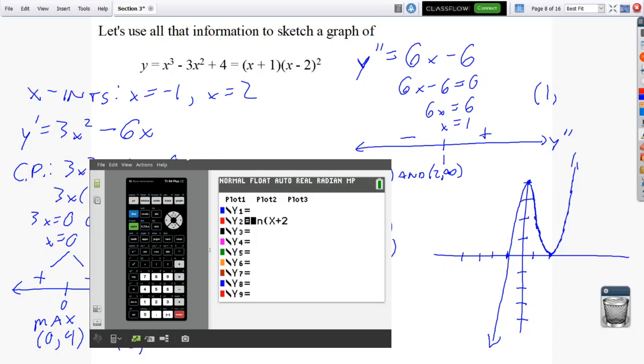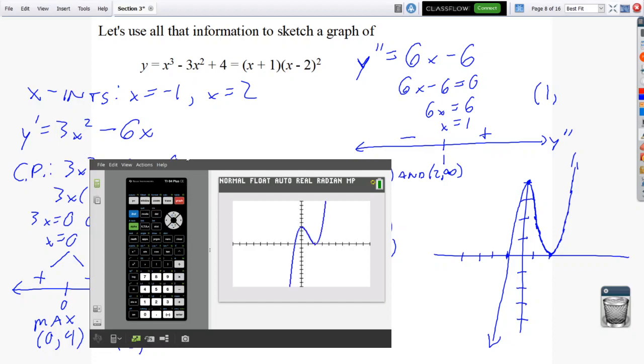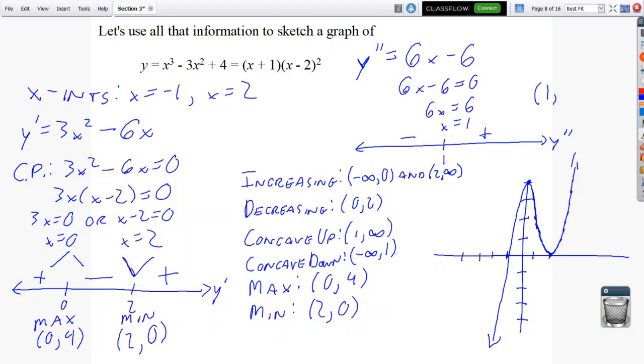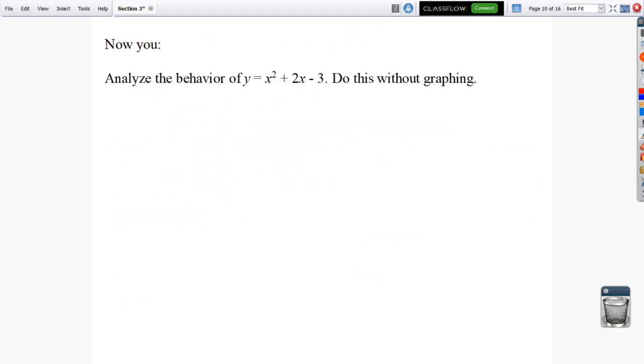There it is. I can type in x cubed minus 3x squared plus 4. Look at that. That's almost exactly what I drew on my paper without having to use my calculator. And it feels so much better when I do stuff without my calculator. So much better. All right. I said page down. There we go. There's all the work laid out pretty well for us.